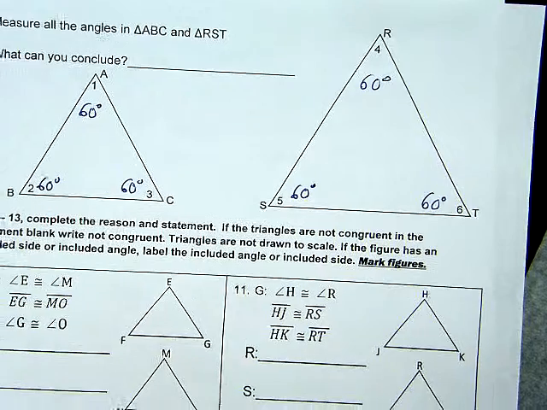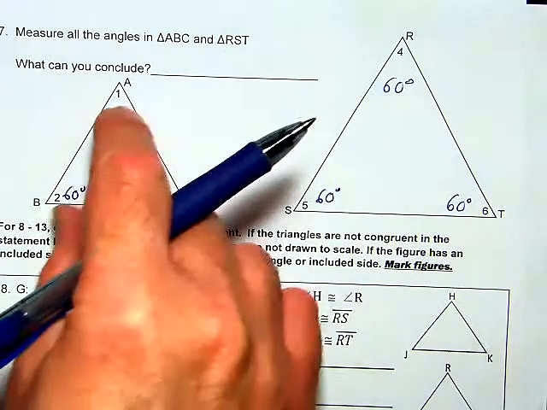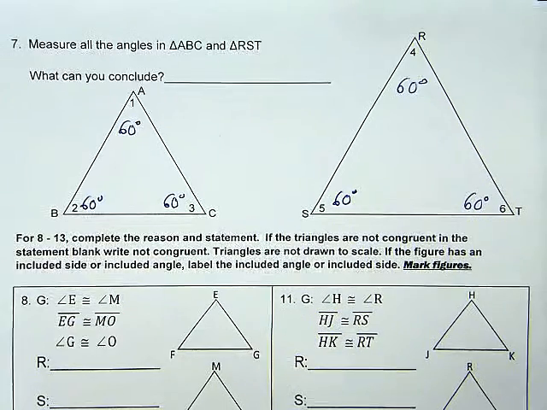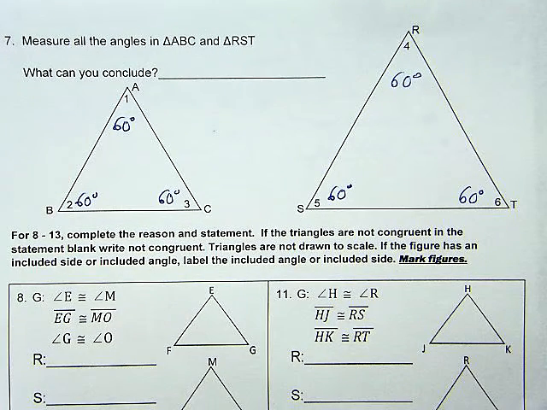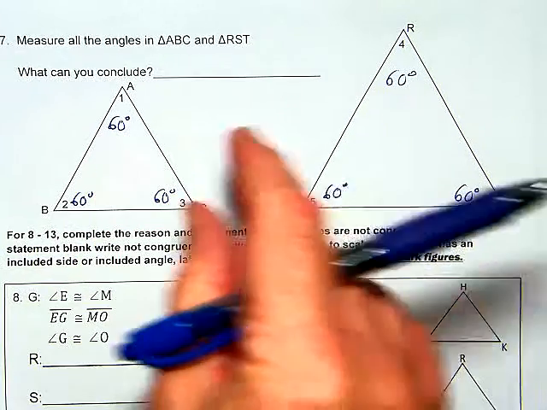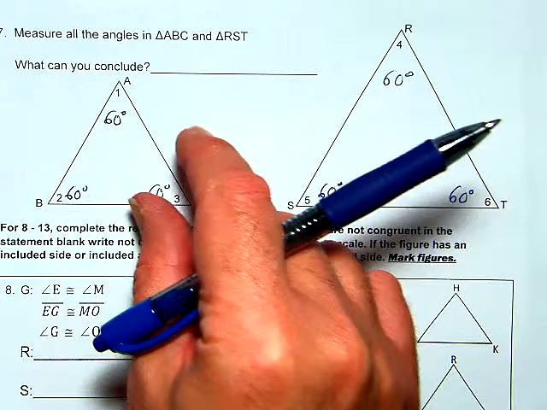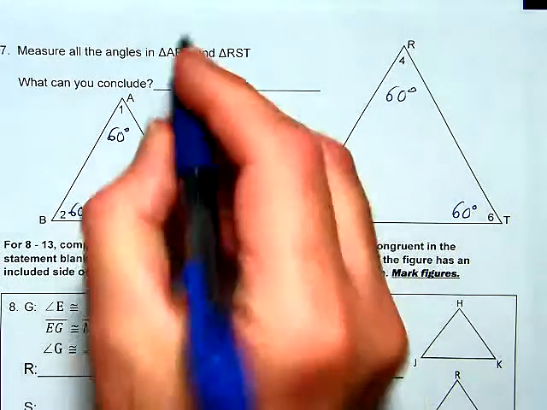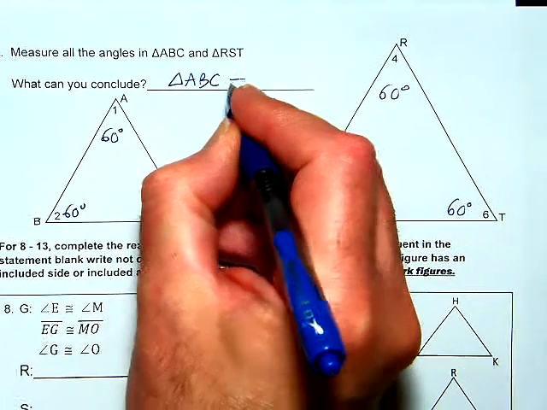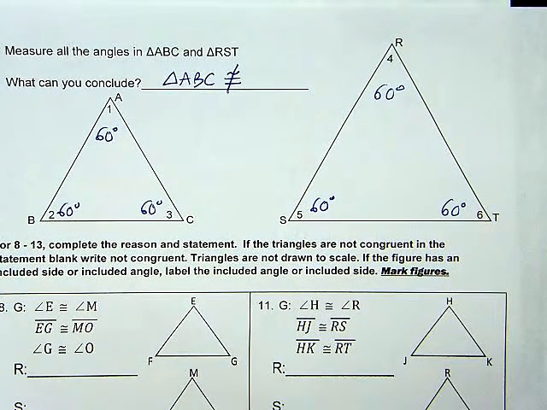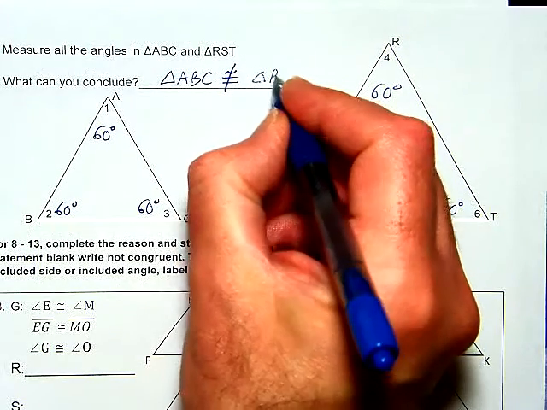Are these two triangles congruent? Is there any way I could trace this one with patty paper and have it fit exactly on top of this one? I don't think I need to do the patty paper demonstration, but if you'd like to try, you're welcome to. But hopefully you will conclude that the two triangles are not congruent. There's no way you could place this one directly onto this one so that they overlap. This one is just too big, and this is too small compared to this one. So we can conclude that triangle ABC, and we'll put a line through the congruent sign, is not congruent to triangle RST.